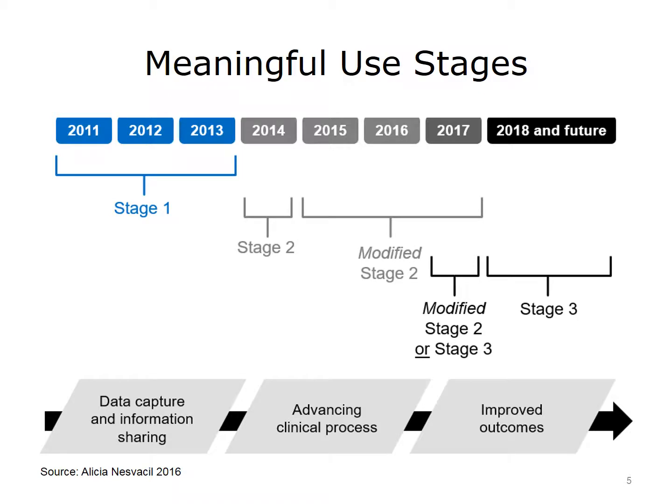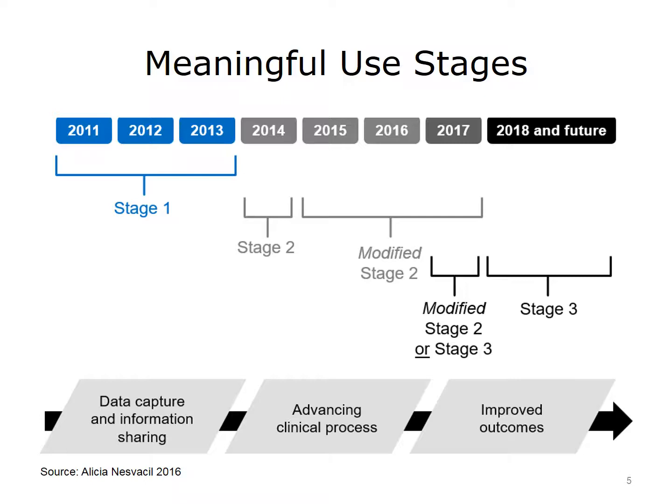Meaningful use is being rolled out in stages. Stage 1 began in 2011, continued through 2012 and 2013, and established baseline criteria for electronic data capture and information sharing within and between the electronic health records, or EHR.